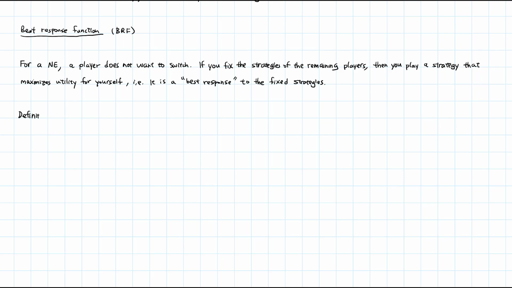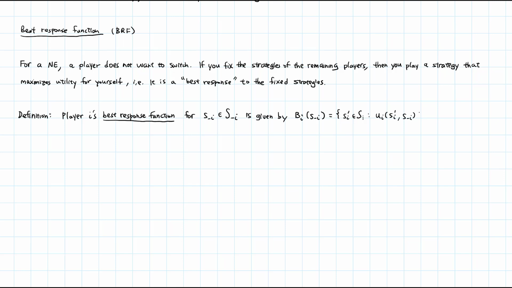So let's give you a definition here. Player i's best response function for the strategy s_{-i} of the other players is given by B_i of s_{-i}, which is the set of all strategies s_i' belonging to player i such that the utility for playing s_i' is at least the utility of playing any strategy s_i belonging to player i. So the first part is the utility of a best response, and the second part is the utility of all possible responses to s_{-i}.